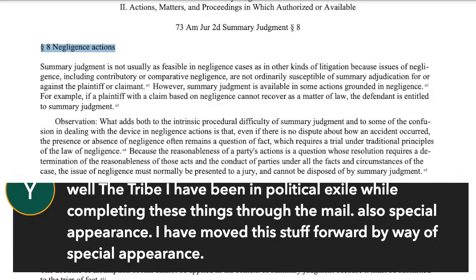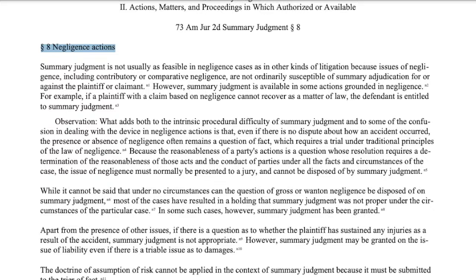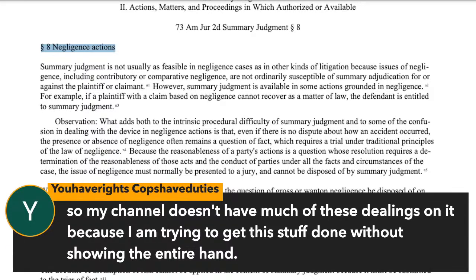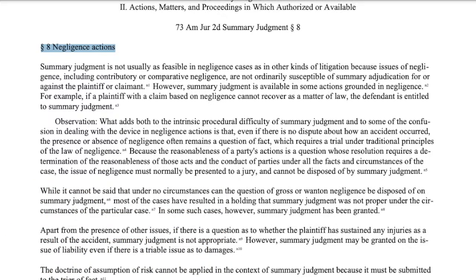You have right says, I've been in political exile while completing these things through the mail. Also special appearance. I have moved this stuff forward by way of special appearance. Nice. And for those that are wondering about what he means by special appearance, we have a good AmJur episode in the AmJur playlist on appearances. We go into detail about the different distinctions, especially concerning special appearances. You have right says, so my channel doesn't have much of these dealings on because I'm trying to get this stuff done without showing the entire hand. Gotcha. All right, well then appreciate you sharing that with us here because these are practical applications of what we're reading right now.